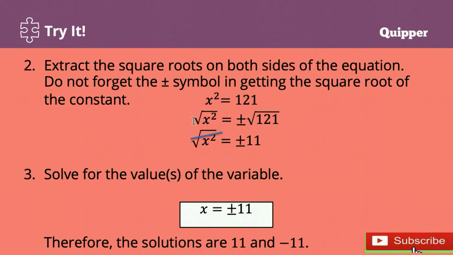And this square root of x squared is just x. We will cancel this radical sign and the exponent of 2. So the remaining is x. And on the other side, the square root of 121 is positive and negative 11. Therefore, the solutions of this equation are positive 11 and negative 11.